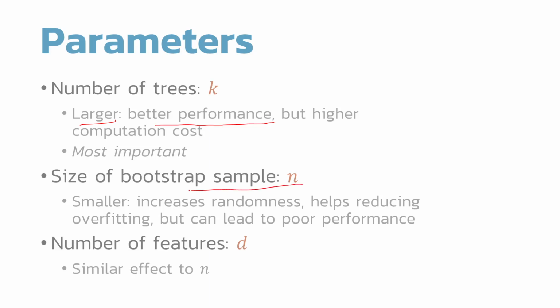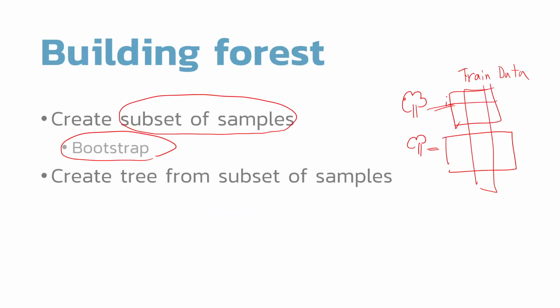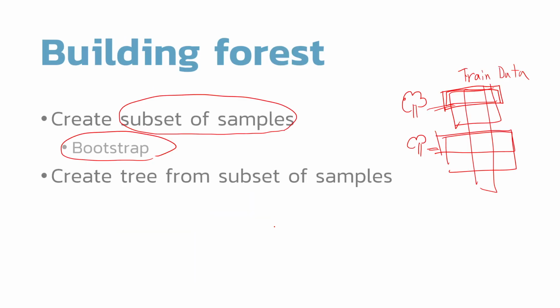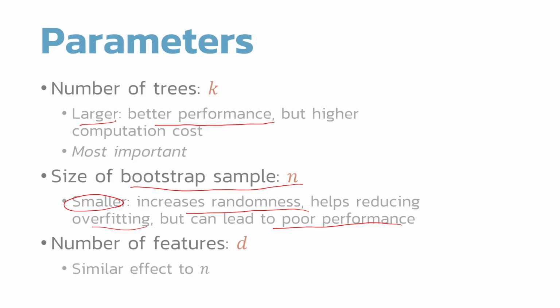And also the size of the bootstrap sample. This one is the choice of the limitation of the data that each of the trees sees. If n is smaller, that means each tree sees only a small portion of the data. So if n is small, maybe this tree only sees this much, and this tree only sees this much. That means you have more randomness, right? It can help with overfitting, but if the trees see too few samples, they might be too weak to classify anything usefully, right? So you might want to set them, it depends, okay?